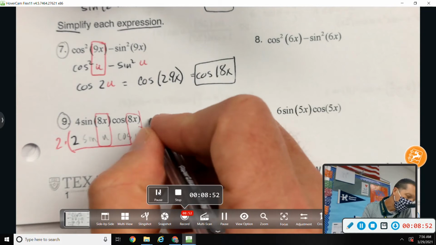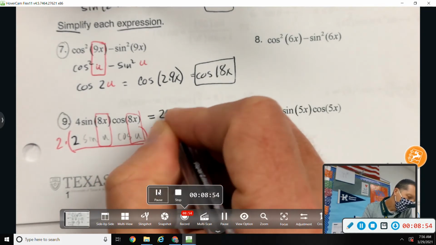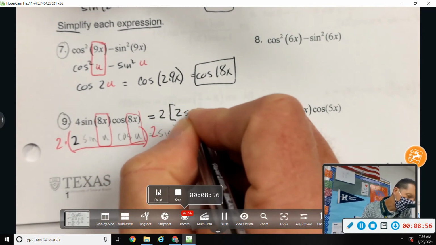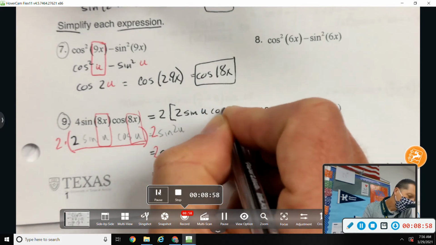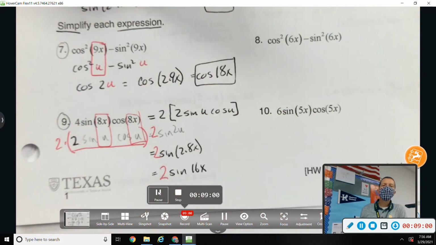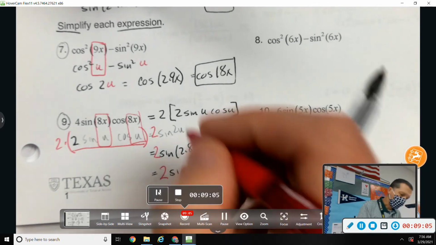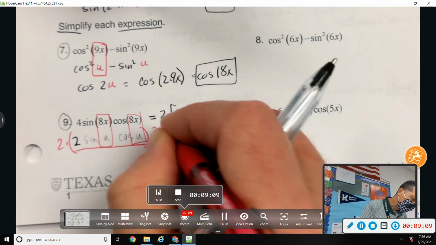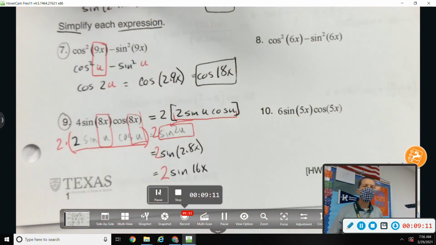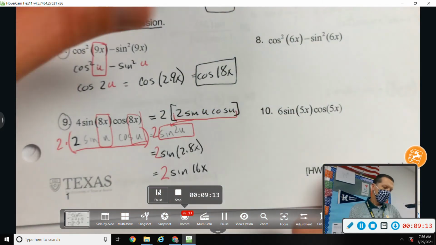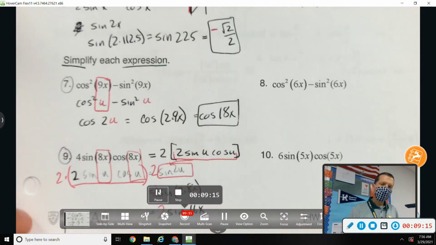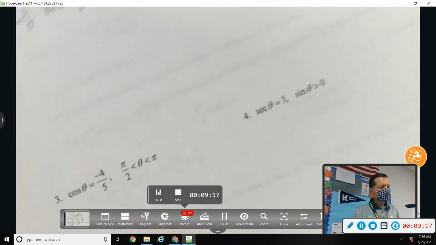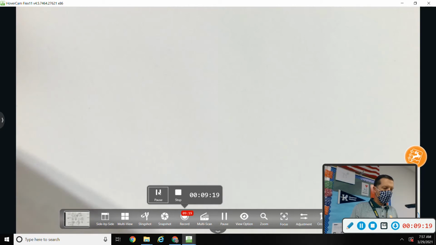Maybe it would have been easier to rewrite it, pull the 2 out front, and so then it does look like maybe that would be an easier way to write it first. Because we have a formula for this, and that extra 2 is just kind of going along for the ride. So that one's kind of tricky, and it happens again in number 10. All right, flip the page.